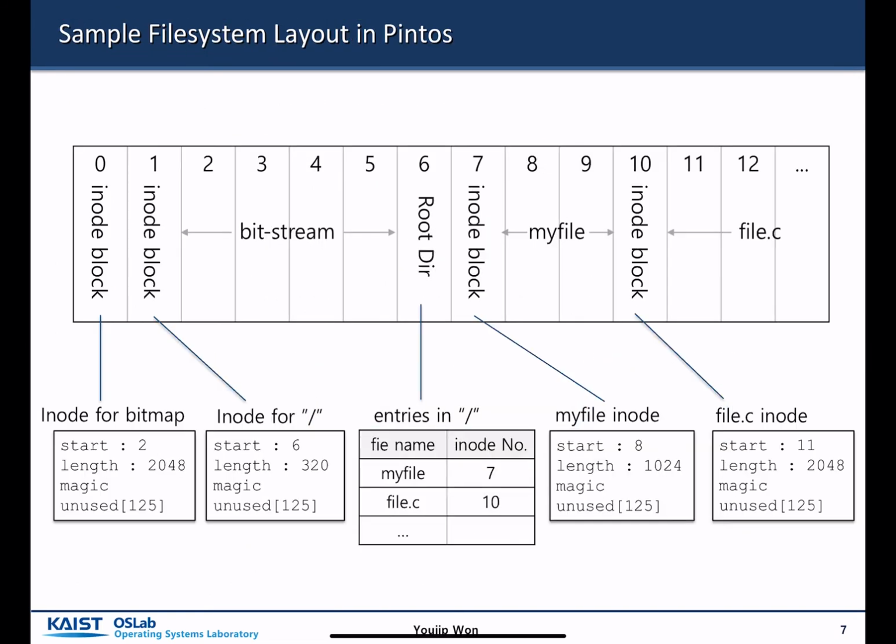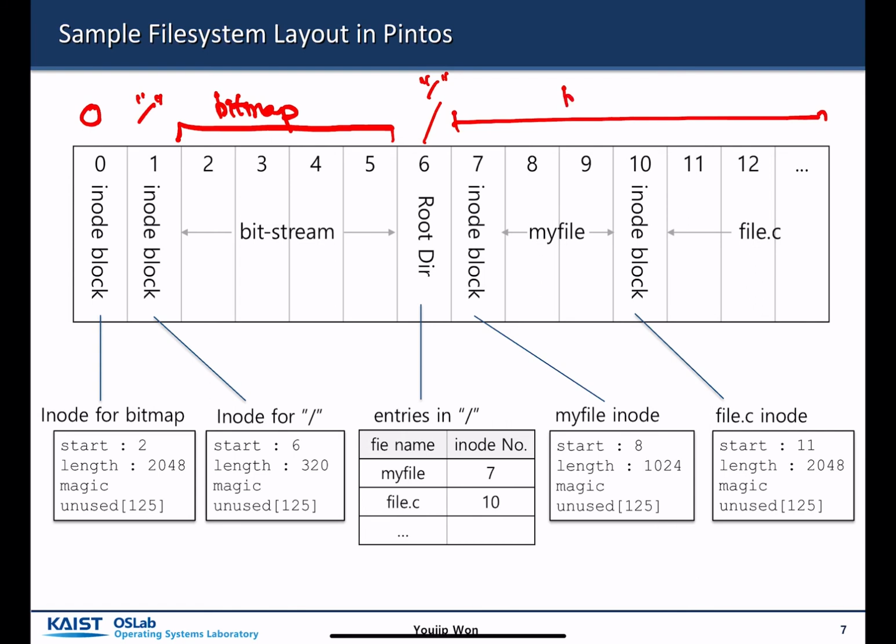This is details. Okay, so the first block was the inode for the bitmap, and the second block was the inode for the root directory, and then this from 2 to 5 was the bitmap, and this was the root directory. Okay, and then there are data blocks. This is plain data blocks.